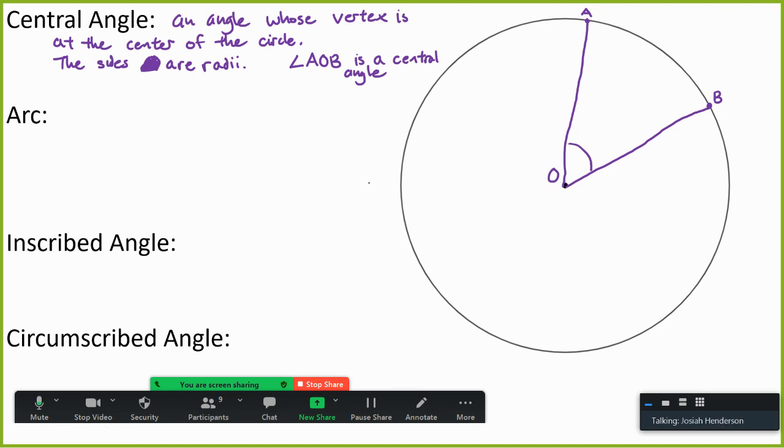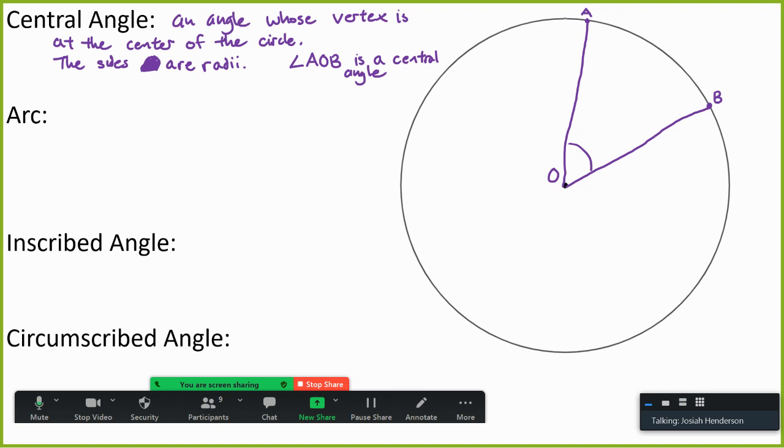These are our favorite because they are right in the middle. Another thing is that, actually, I'm going to wait on that. We'll look at that in another screen. So that's it for central angle.